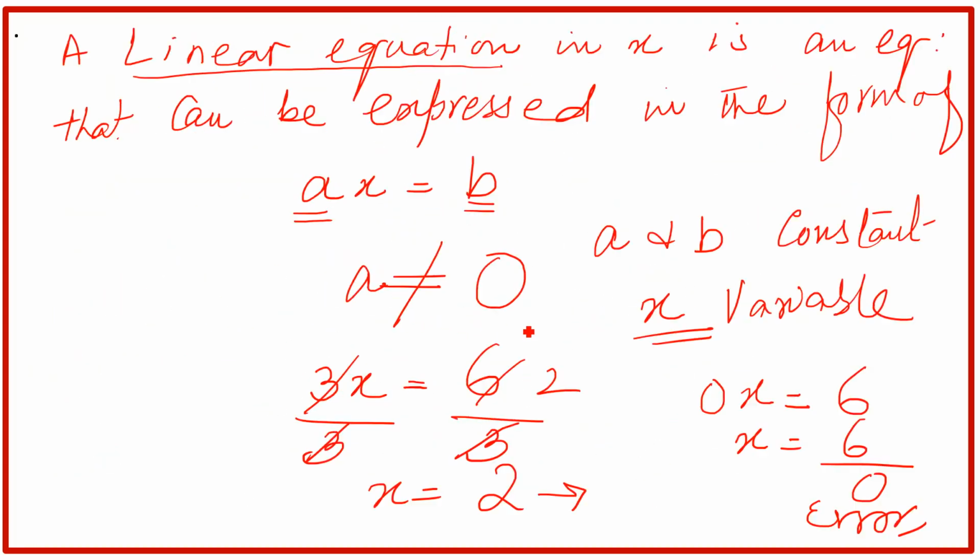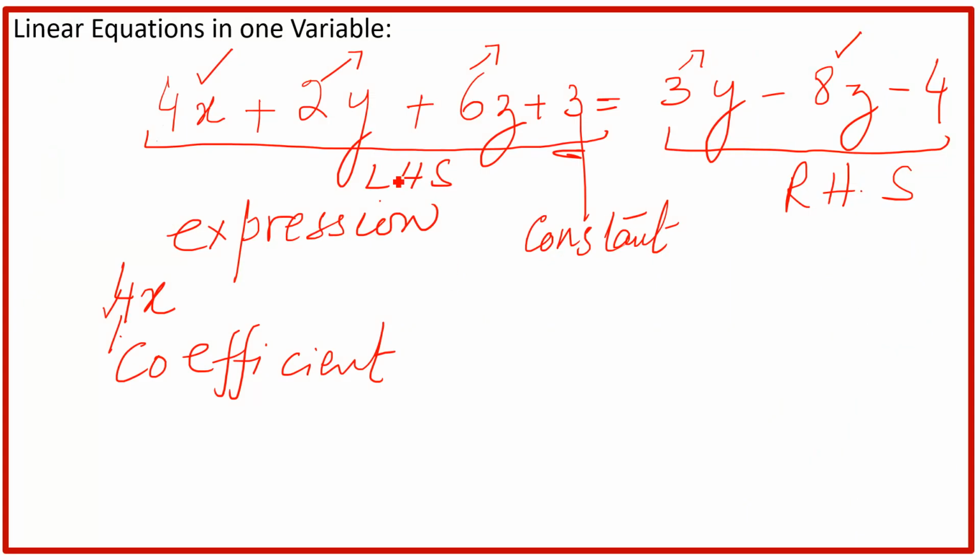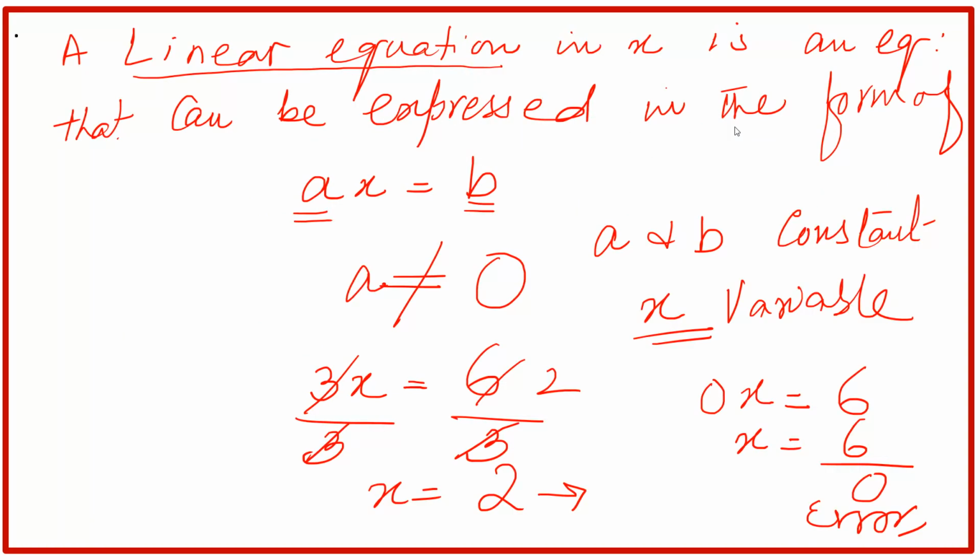So in this lesson, you have learned what a linear equation is, right? I will just give you a quick summary. This is the equation. Whatever you have on the left hand side, all together it is called an expression. Individually, these are called terms, or simply you can say the term is a part of the expression. 4x is one term. This is called the coefficient, and this is called the variable. Same thing here, coefficient and variable.